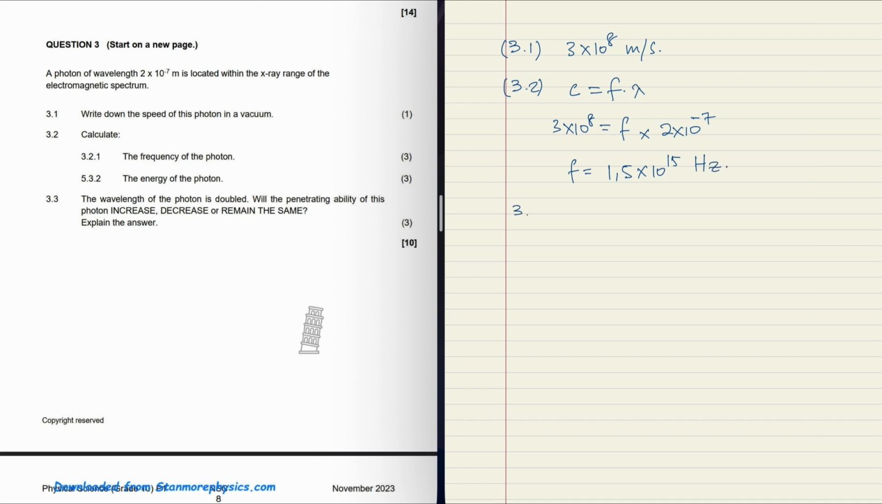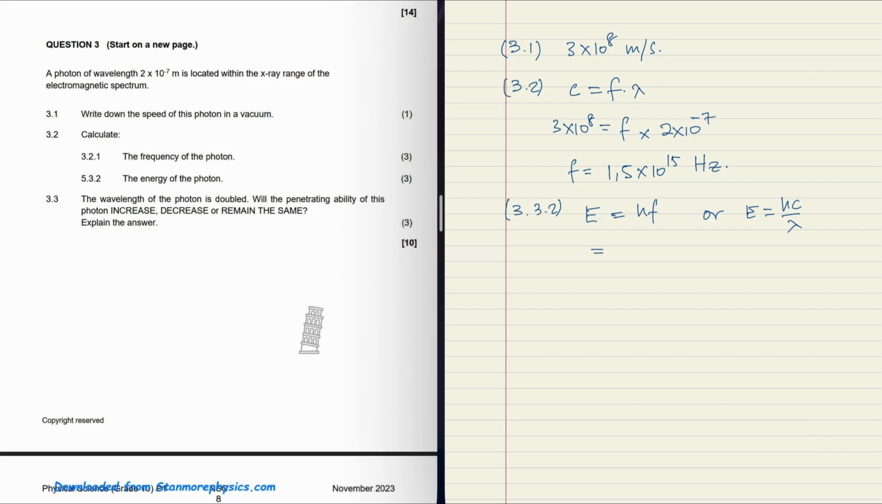Question 3.3.2, not 5.3.2. Calculate the energy of the photon. Now the energy of the photon can be calculated using E is equal to HF. You could use E is equal to HC over lambda. Both will give you the same answer.